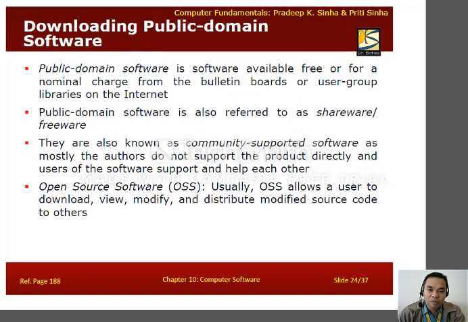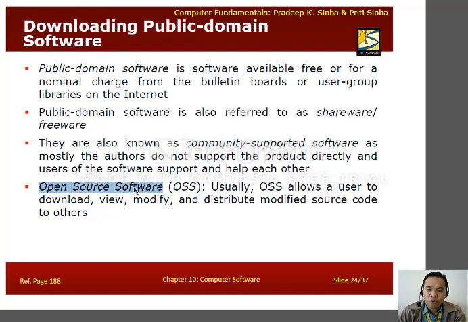Last, downloading public domain software. What does it mean? It refers to software available free or for a nominal charge from the bulletin boards or user group libraries on the internet. Public domain software is also referred to as shareware or freeware. They are also known as community supported software, as mostly the authors do not support the product directly, and the users of this software help and support each other.